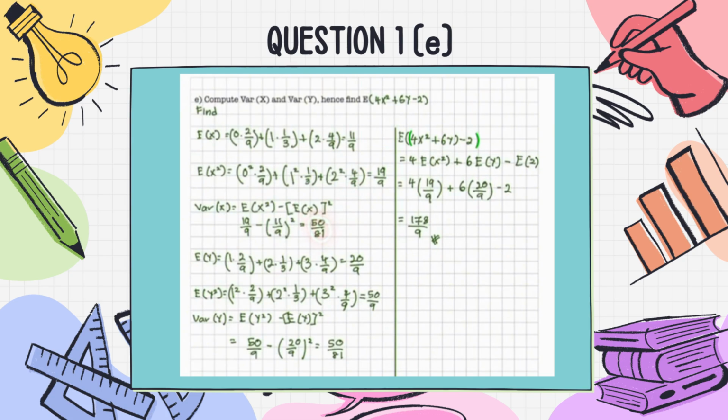Next, we find the variance of y using the marginal distribution of y. The expected value of y is 20 over 9 and the expected value of y squared is 50 over 9. Applying the variance formula, the variance of y is also equal to 50 over 81.